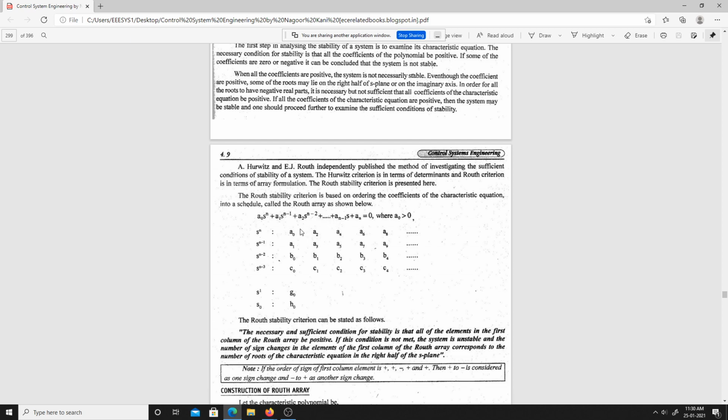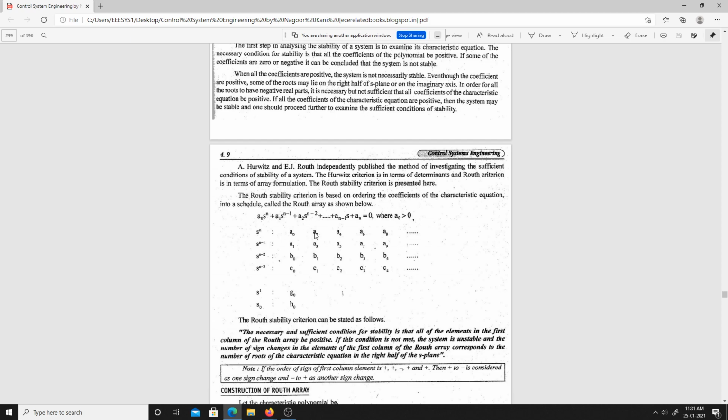If n equals 4, for example, I take the coefficient of s power 4, I should not take the coefficient of s power 3, and next I take the coefficient of s power 2. Like that I take the first row. The second row is s power n minus 1. Now these coefficients I take: a1 for the first s power n, a0, a2. This is just assuming that n is an odd number.